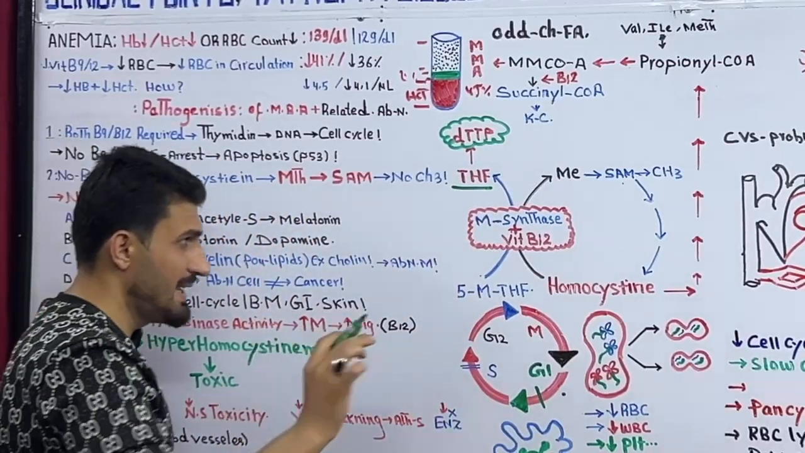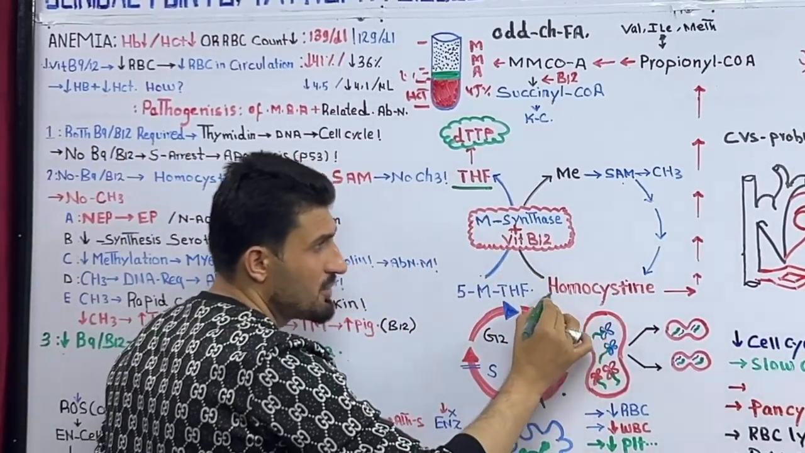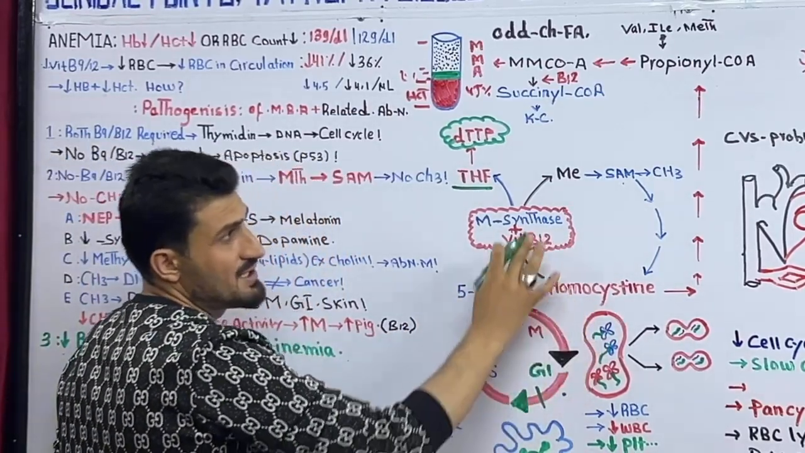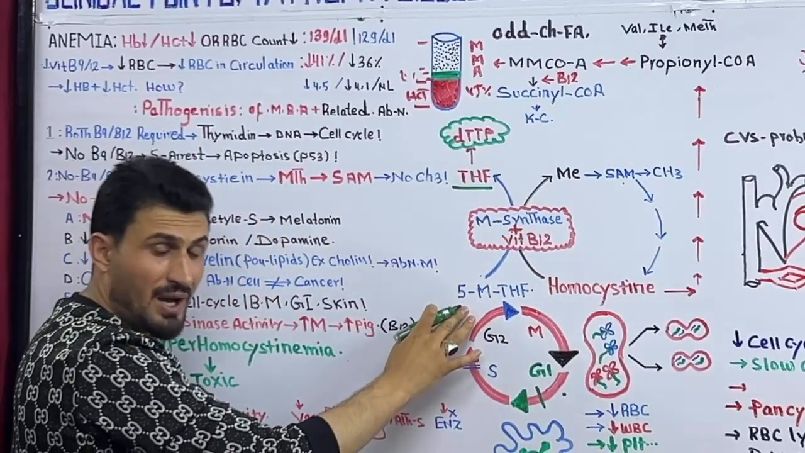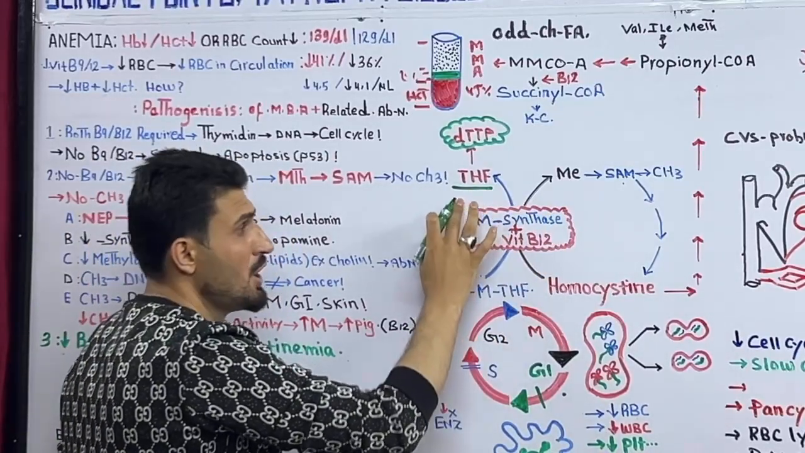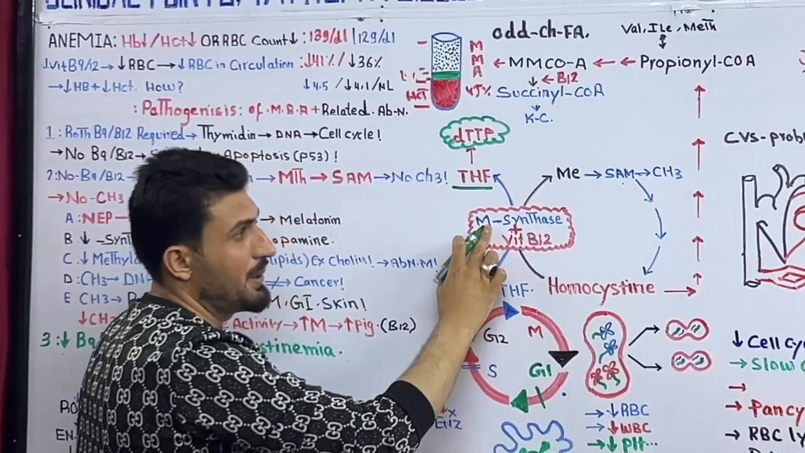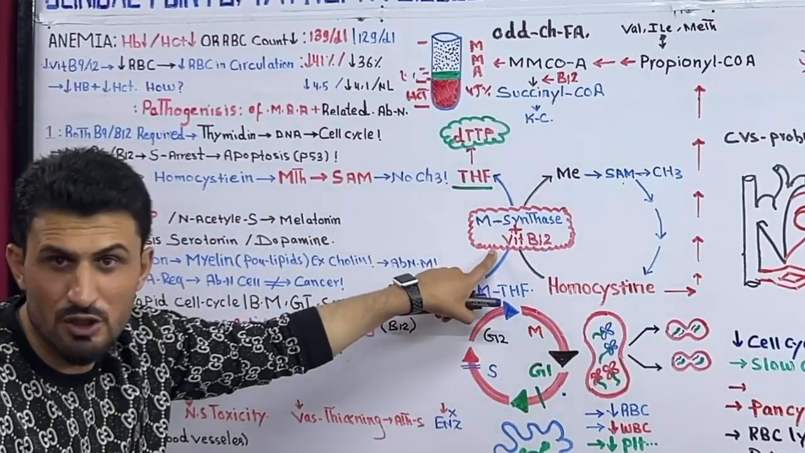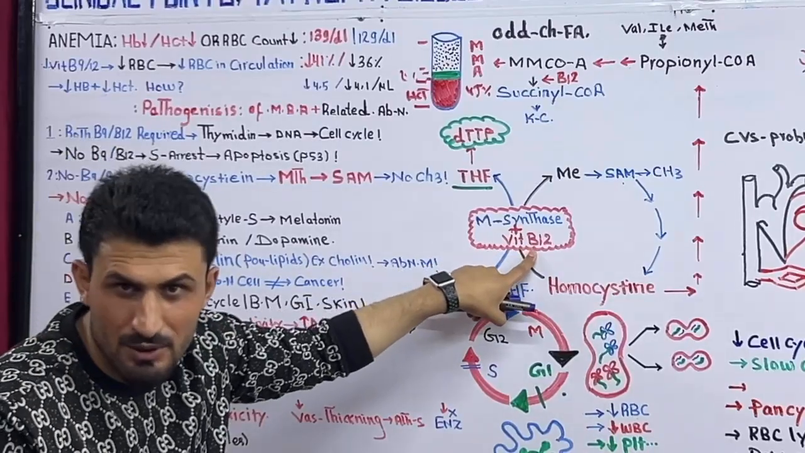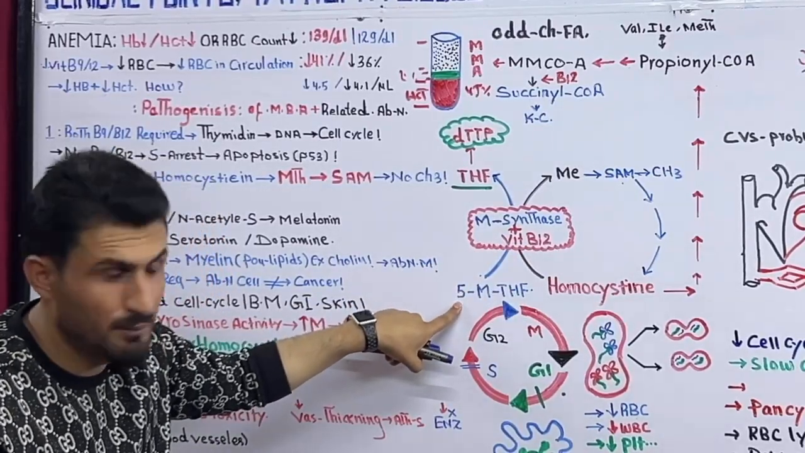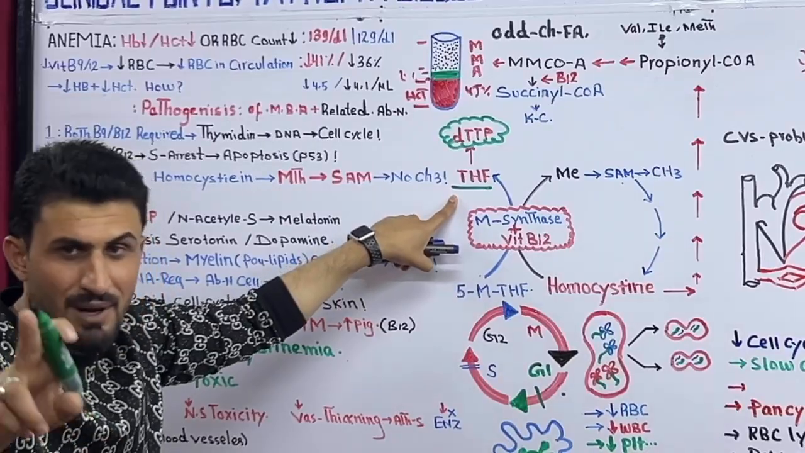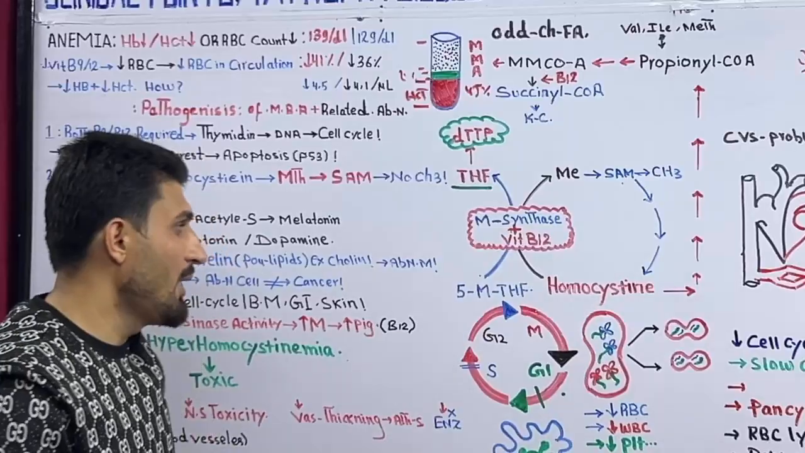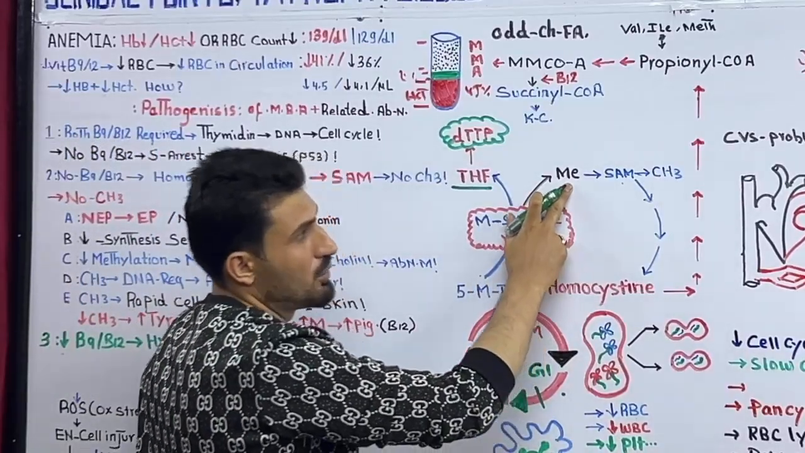So this tetrahydrofolate is very important. Plus, in this reaction we change homocysteine to methionine. To change homocysteine to methionine and to change 5-methyl tetrahydrofolate to tetrahydrofolate, we need an enzyme called methionine synthase, plus a coenzyme called vitamin B12. So in deficiency of vitamin B12, we cannot change this form of folate to this form, and we cannot change homocysteine to methionine.